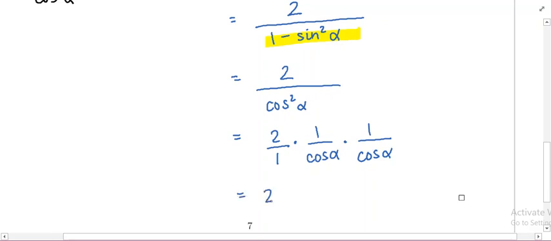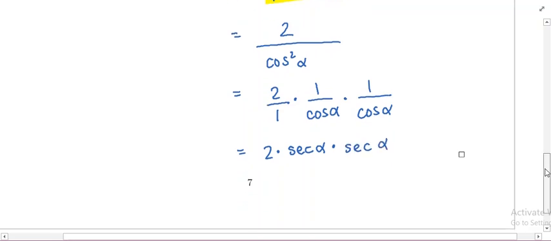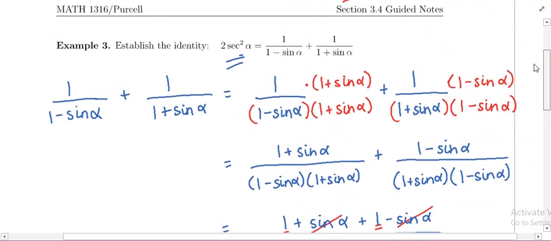So this is going to be 2 times 1 over cosine of alpha, which is the secant of alpha, times 1 over cosine of alpha, which is the secant of alpha. And then at the very bottom, the last step here, you're going to get 2 times secant times secant, which gives you secant squared. So you'll get 2 times the secant squared of alpha, and that is your goal.